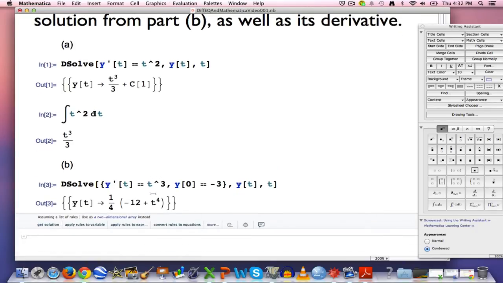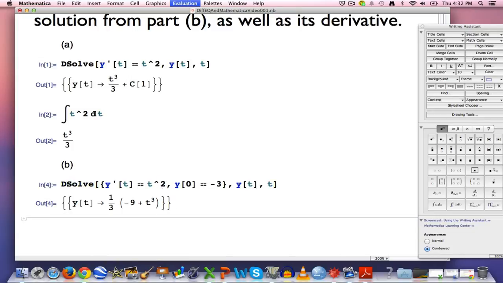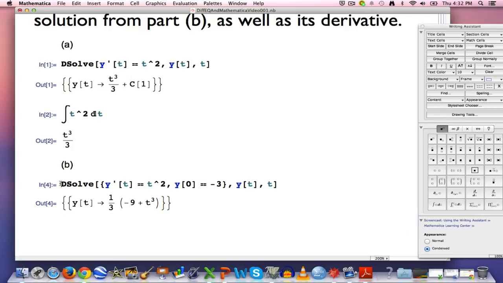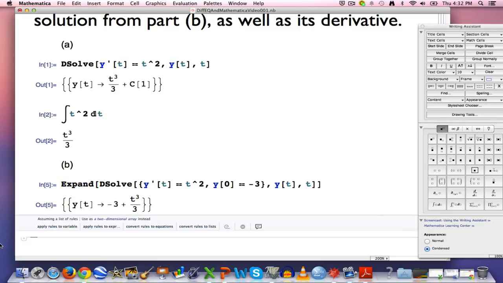Oops, I made a mistake. That should be a t squared, sorry. There's our answer. If you multiply the 1/3 through, you're going to get t cubed over 3 minus 3. You can take that answer and also expand the 1/3 through, multiply it through using the distributive property. If I embed this in an Expand, it should do that. Yep, it does, to give us the answer t cubed over 3 minus 3.